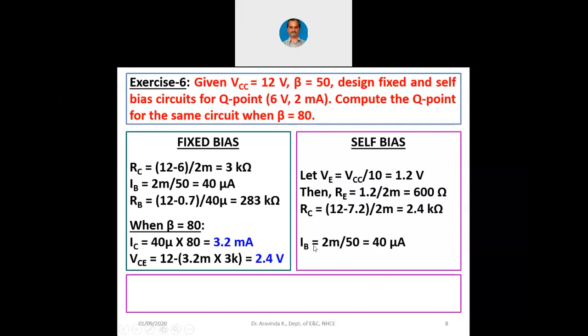Now we can find out IB. IB is nothing but IC divided by beta, 2 milliampere divided by 50 is 40 microampere. Now based on this, we can easily find out RB. RB is 12 minus VB minus VE. Again visualize the self-bias circuitry. VCC is there at the top, then there is a base to emitter junction, then there is a RE, across RE there is VE. So 12 minus VBE minus VE, that is 12 minus 0.7 minus 1.2 is 12 minus 1.9. That divided by IB 40 microampere, we get the value 253 kilo ohms.